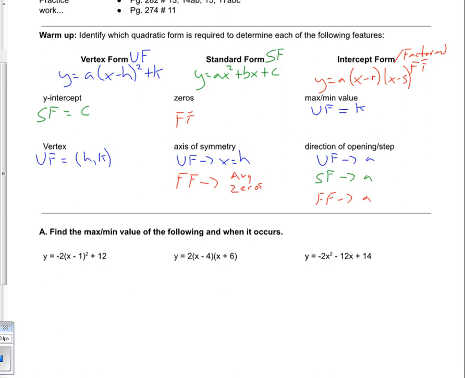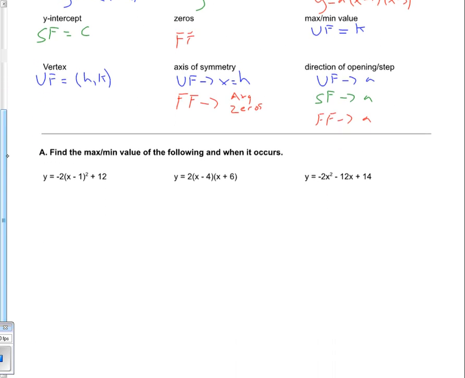So, as an extension of our warm-up, let's find the minimum and maximum value for the following events and when they happen to occur. And again, that happens always, always, always at the vertex. Okay, so we have to be able to figure out, well, what is the vertex of these three different equations? So the maximum or minimum value always happens at the vertex. So that's what we're looking for. We're trying to figure out what is the vertex.